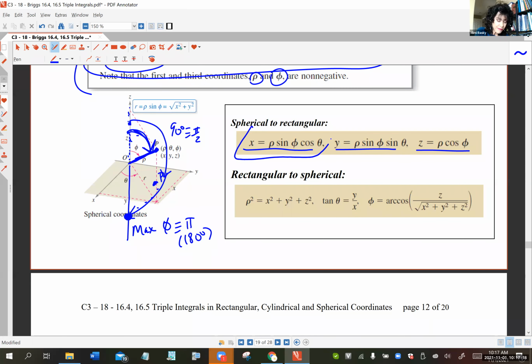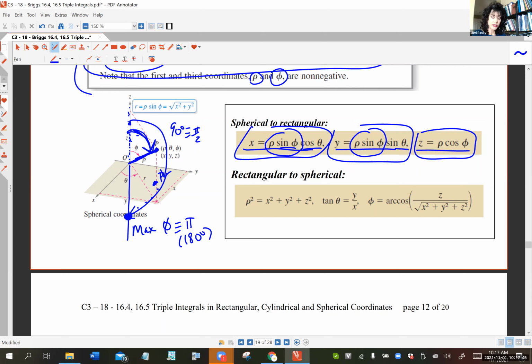So x is rho sine phi cos theta. Y is rho sine phi sine theta. Now notice both of those have something in common. Both the x and the y have a rho sine phi. So that's the only thing they have in common. And z is different altogether. Z is rho cos phi.